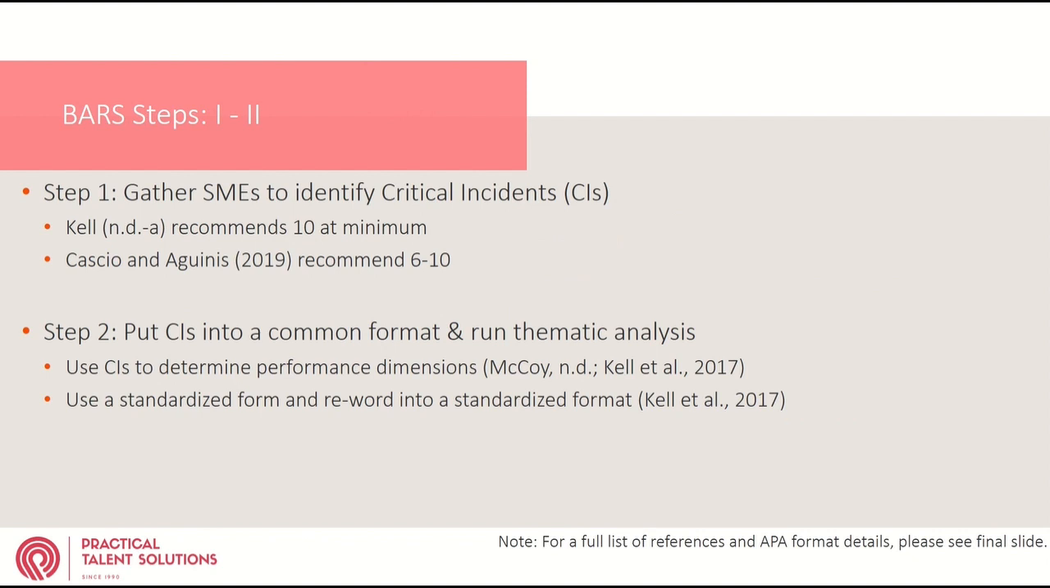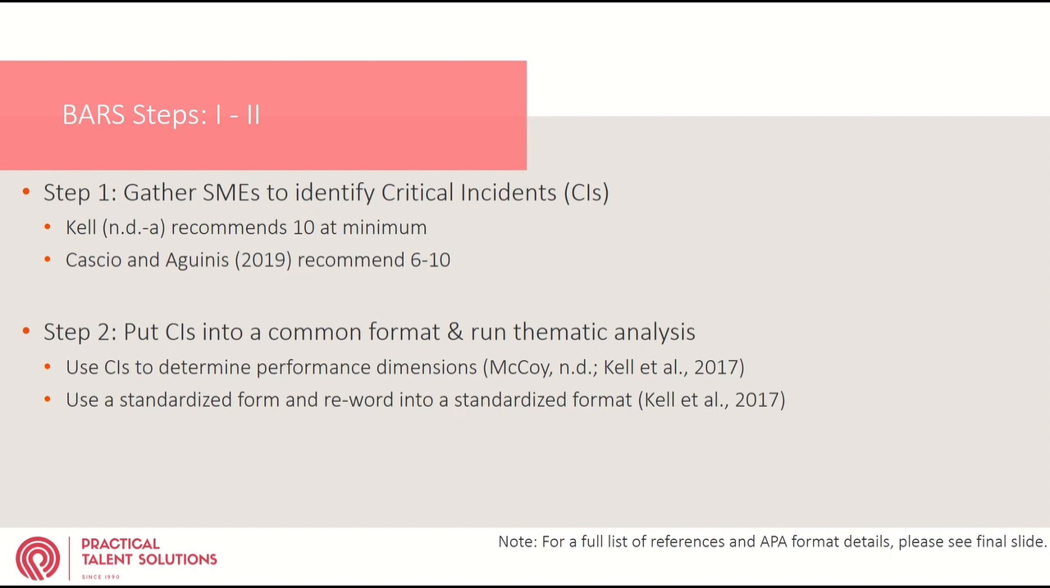Now we'll get to those best practice steps for BARS development that we talked about. In step 1, you'll want to gather SMEs and have them generate critical incidents. Harris and Kell recommend 10 SMEs at a minimum, but usually more are required for ideal best practice. However, Casio and Aquinas recommend that SME panels only consist of 6 to 10 SMEs. Most importantly, SMEs should represent the job or group, and the complexity of the job should also be considered.